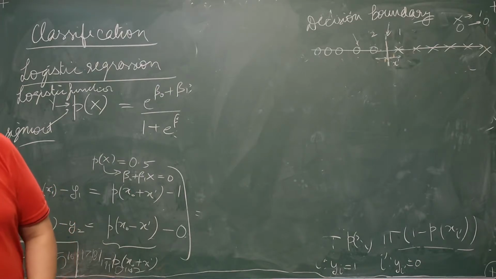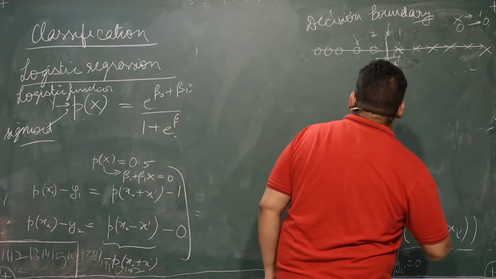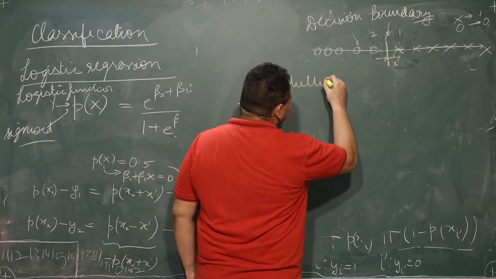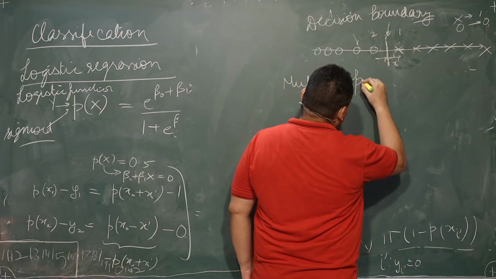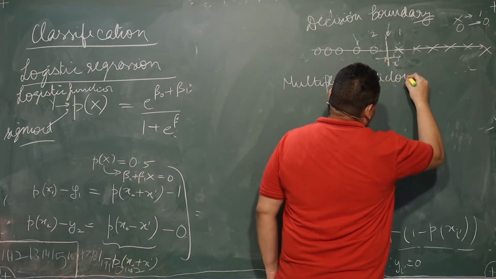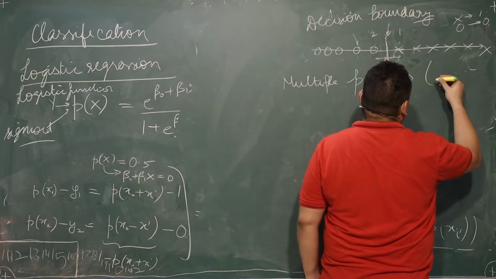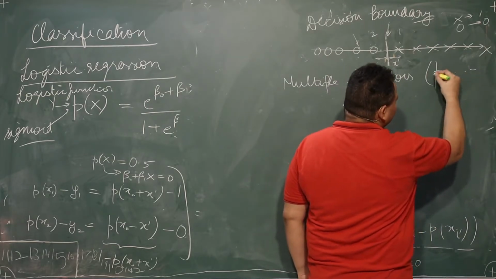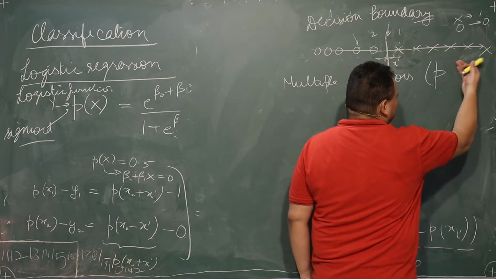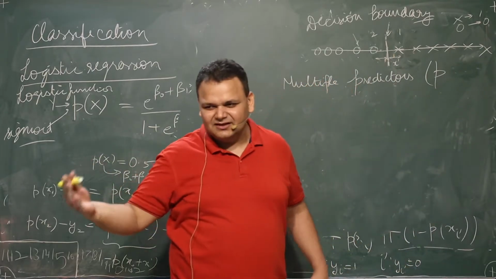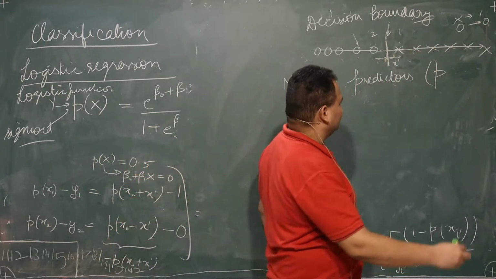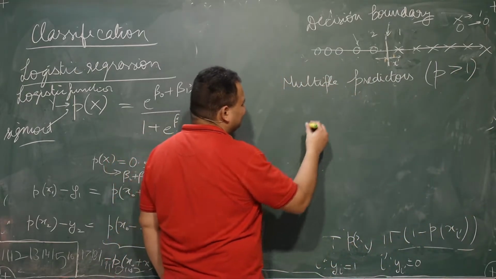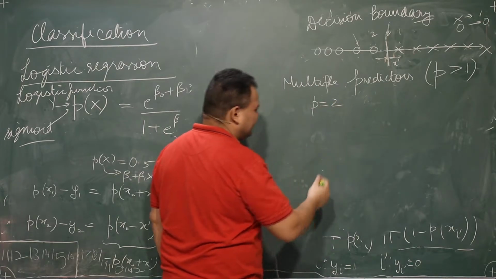Now let us move up in dimensions a little bit. If we have multiple predictors, the number of predictors is usually denoted by p. p is the number of features, or number of predictors. If p is greater than 1, let us take an example of p equal to 2. The number of predictors is 2.